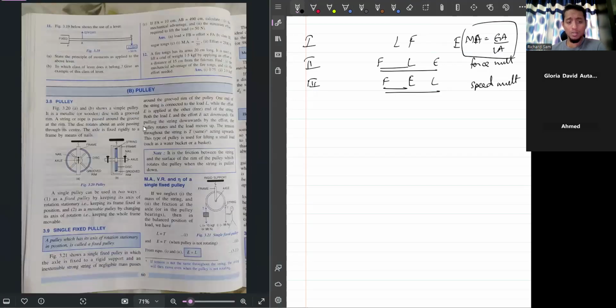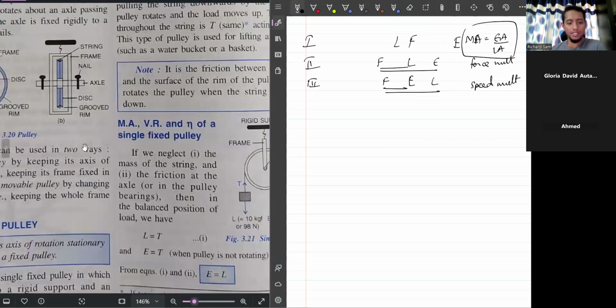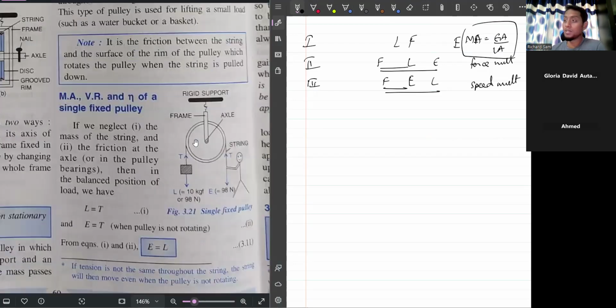All right, the last topic is about pulleys. In pulleys, you have to remember the velocity ratio for each of these pulleys. A single fixed pulley like this, as we said in the beginning, has no mechanical advantage, which means mechanical advantage is 1. It's not a force multiplier, it's not a speed multiplier. It is only to change the direction of force applied.